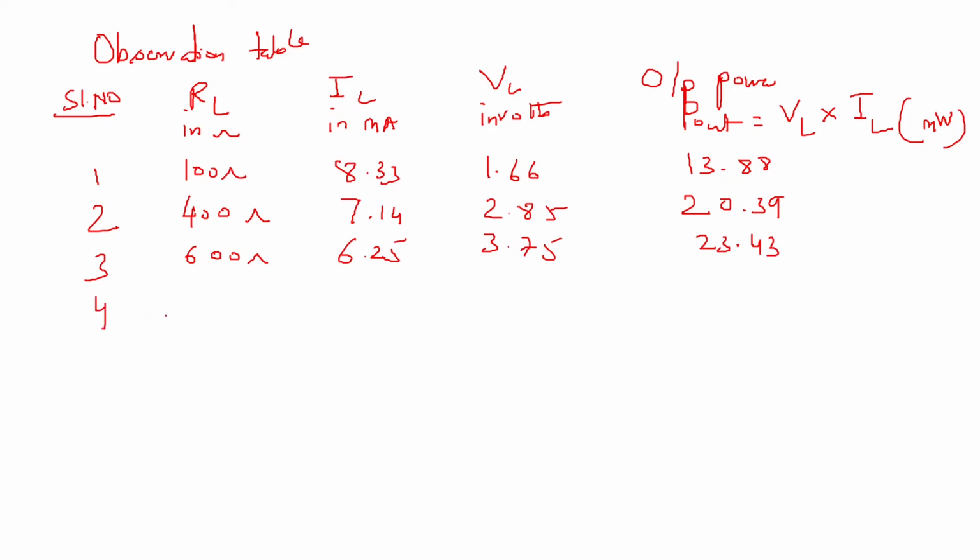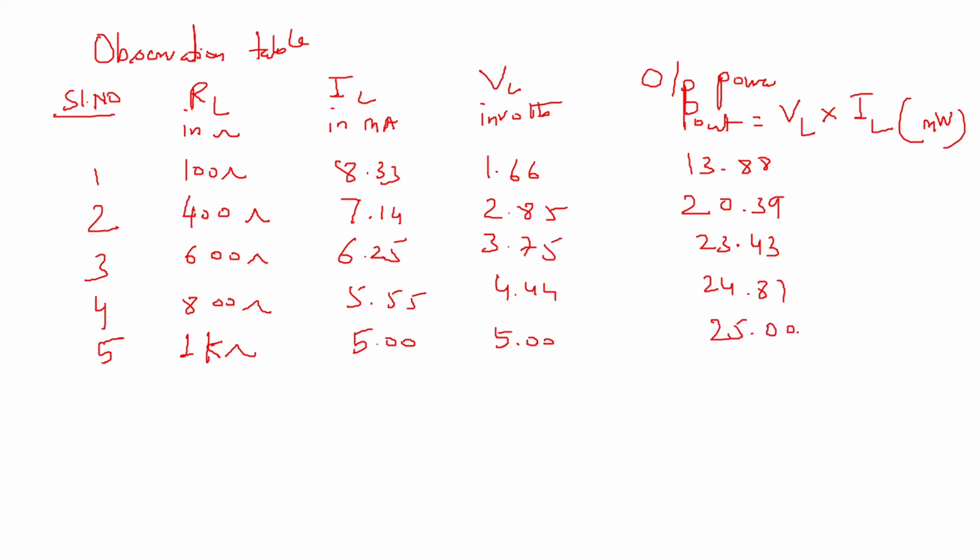You can take the fourth reading of 800 ohms. Then the load current will be approximately 5.55, the load voltage will be 4.44, and the output power will be 24.87. Then you can take the fifth reading, which is the most important reading, for 1 kilo ohm, that is 1000 ohms. Here the load current will be around 5 milliamperes, the load voltage will be around 5 volts, and the output power will be 25 milliwatts.